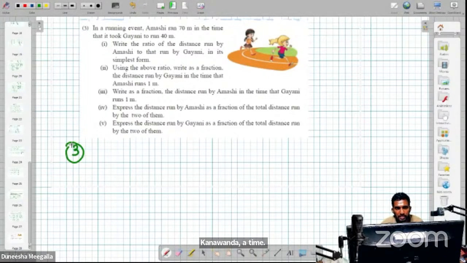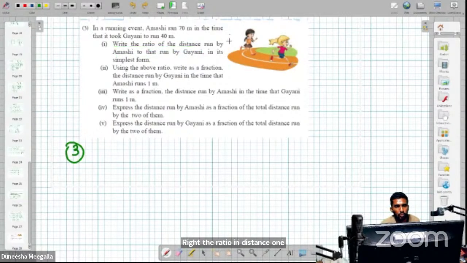How far has Amashi gone? Answer. Amashi ran 70 meters, then Gayani in the given time ran 40 meters, right? Then write the ratio of the distance run by Amashi to the distance run by Gayani.